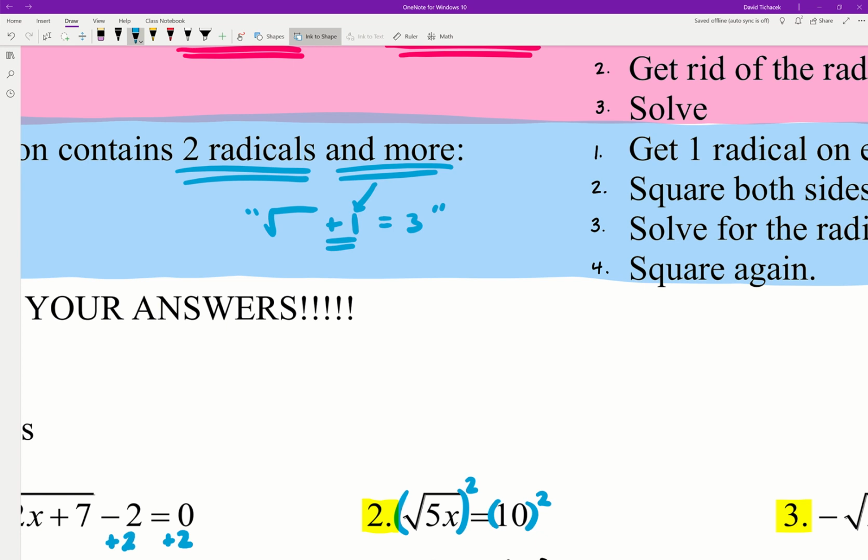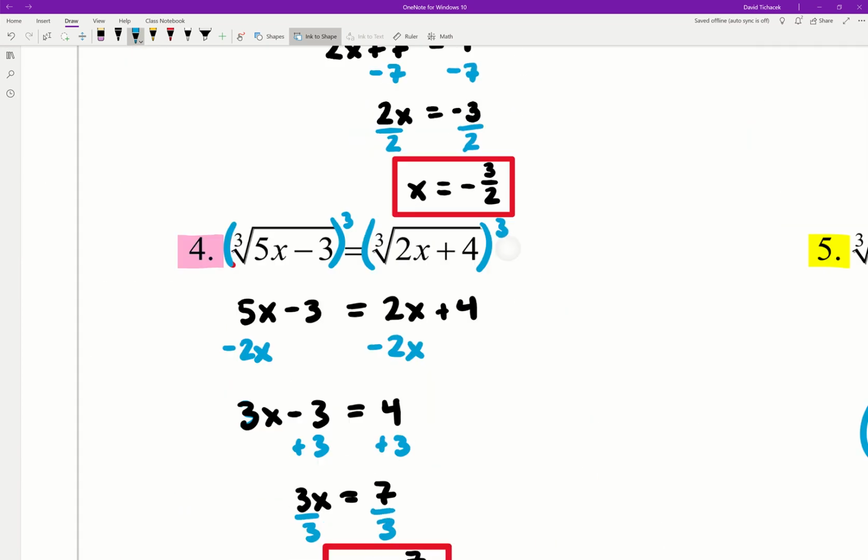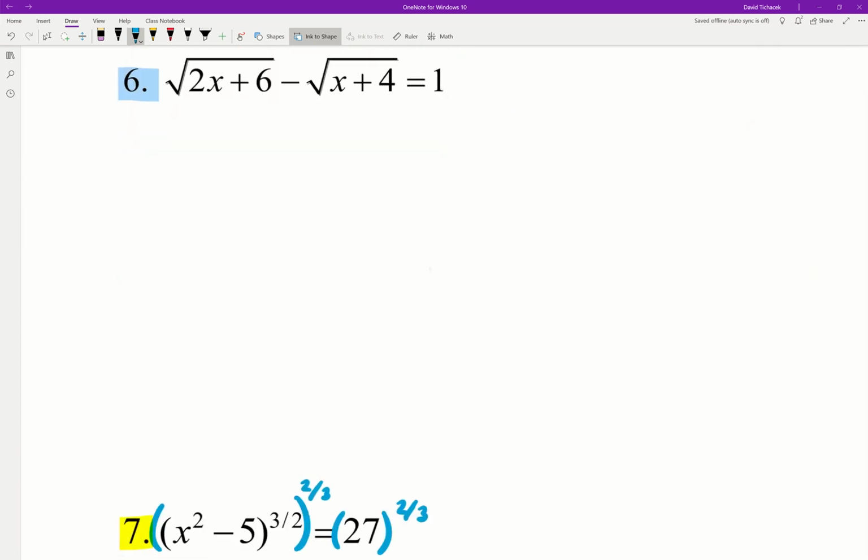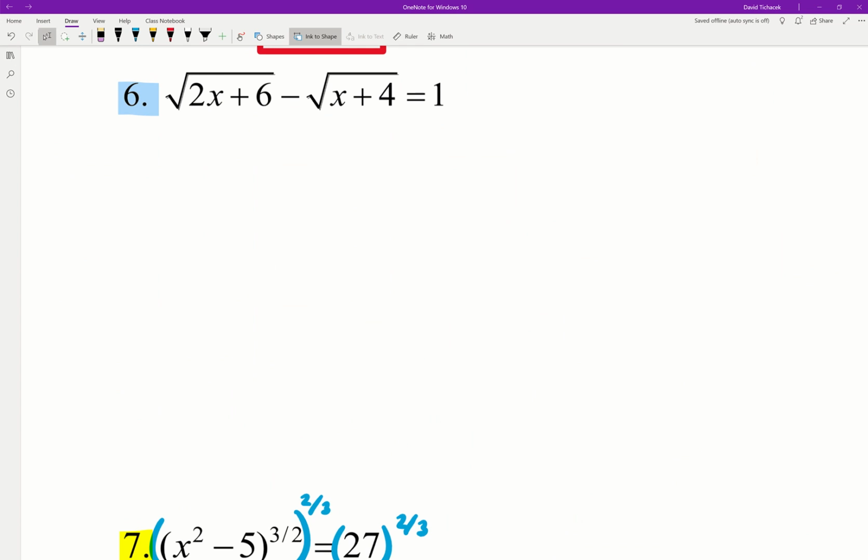It's going to be the radical plus some number. And that's going to be an example of what we have here in number 6, where you can see that we have two radicals, and then we have that 1 there, right? So what we would want to do in this case is bring one of the radicals over to the other side.